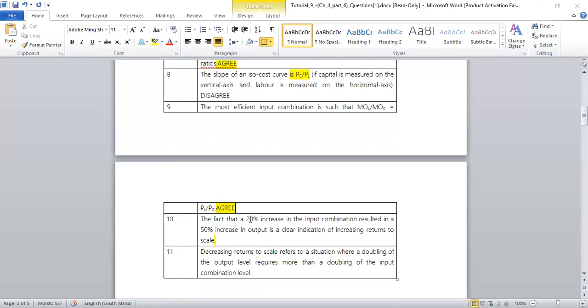The fact that a 20% increase in input combination resulted in a 50% increase in output is a clear indication of increasing return to scale. Yes, guys, what is happening here, which means we are investing less input, which means less resources, but we yield more or higher output. So this one tells us that we are increasing the return to scale.